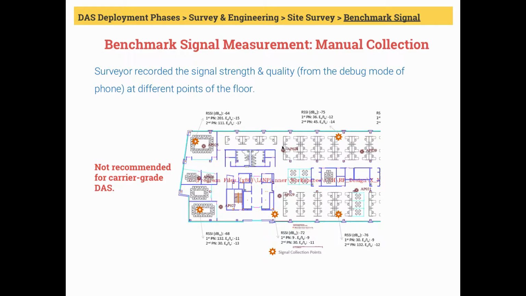For example, to get into iPhone's field test mode, dial star 3001 pound 12345 pound star. If you dial this number on your iPhone, then press call, you will be able to go into the field test mode. For your phone, you can Google field test mode with the name of your phone's model and see if it's available on the internet. In this example, the surveyor just used her phone to collect the signal data and recorded that on the floor plan.